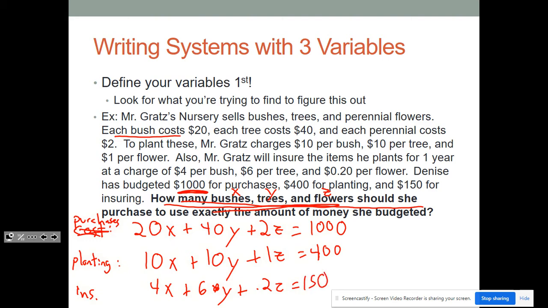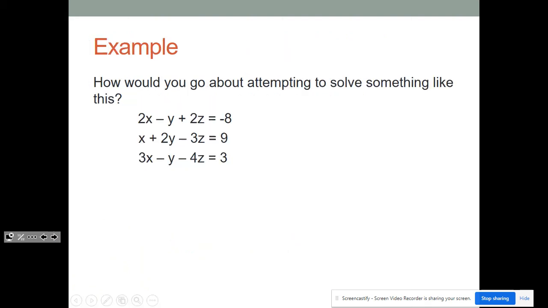So the goal of this section is to be able to solve things like that, to figure out how many of each she needs. All right. Most of the ones we do won't have numbers this big and this complicated. It's kind of a pain to do. But that's the setup for them. In the real world, you would not do this by hand. You use a computer or calculator.